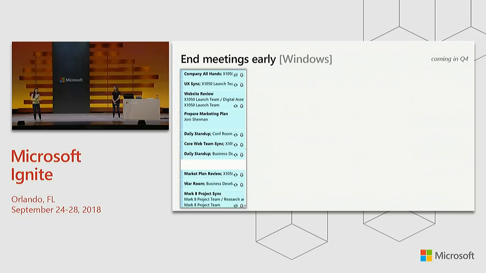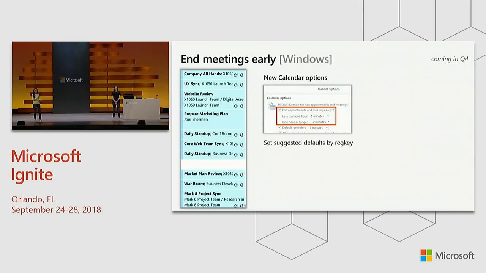I'm really excited to announce that we'll have these new options available for people on monthly channel in this coming quarter. It's a little small on the screen, but it's a checkbox that lets you say, hey, I want to end all of my appointments and meetings early, and then some suggested time periods. By default, we'll shorten short meetings by 5 minutes, and then for a longer meeting, thank you.